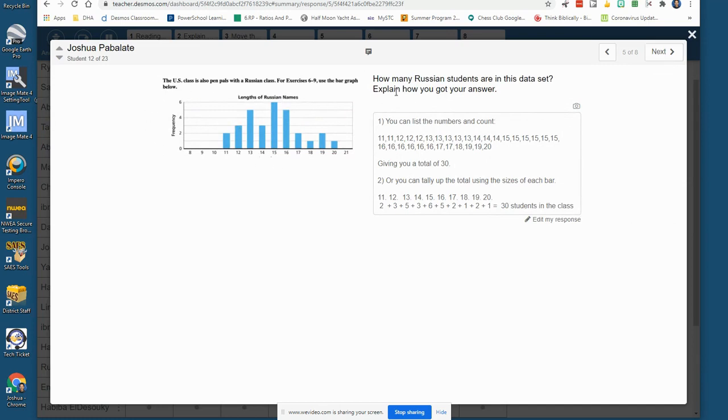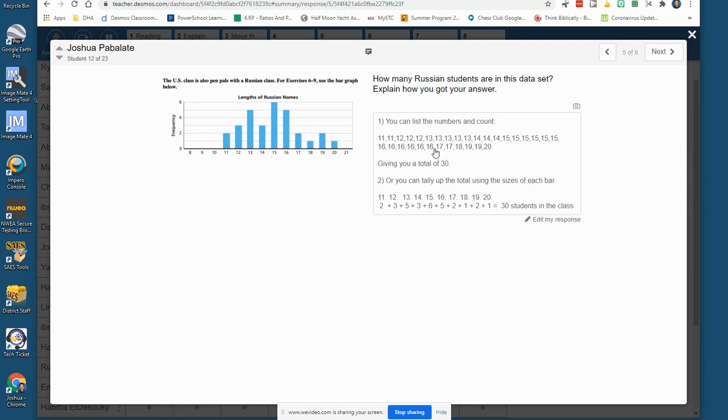Same scenario. Second question: how many Russian students are in the data set? Explain how you found your answer. By looking at this, I can count up, and it's going to be 30. How do I know? One way is I can list it all out, like we did with the sorting cards. Notice I have 2 students with 11 letters in their name, so I write 11 twice. I have 3 for 12, so 12 three times, and so on. Once I've got them listed out, I can count them up, and that gives a total of 30.